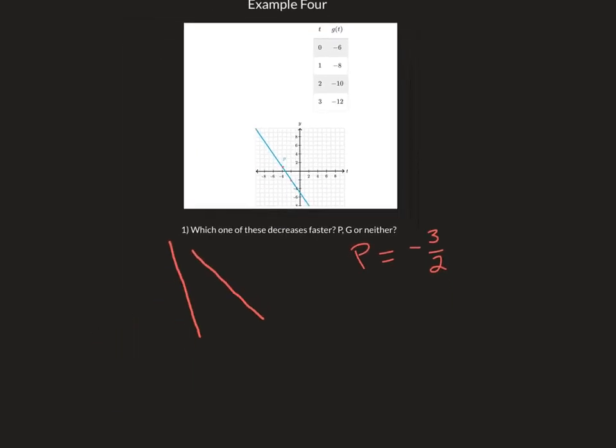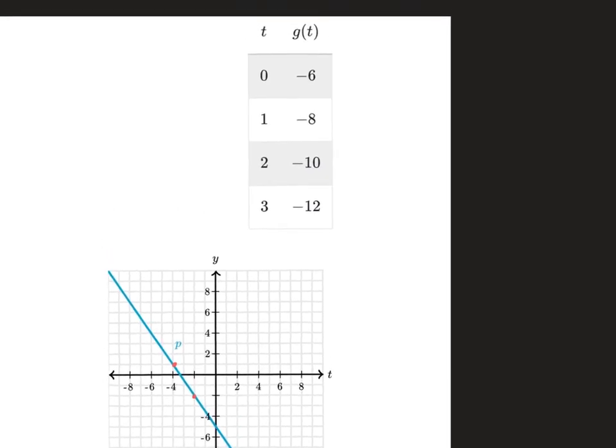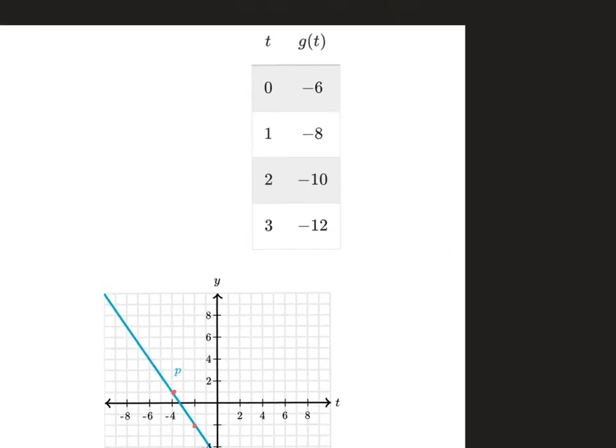So we found P. Now we need to find G. Let's find that slope. Let's go to our table. Here it is. How can we find slope based on a table? I'm going to show you how. We know that slope is rise over run.